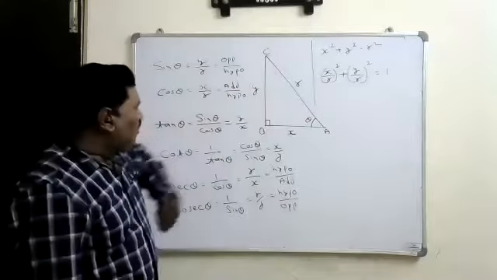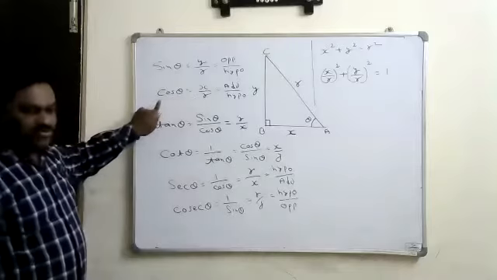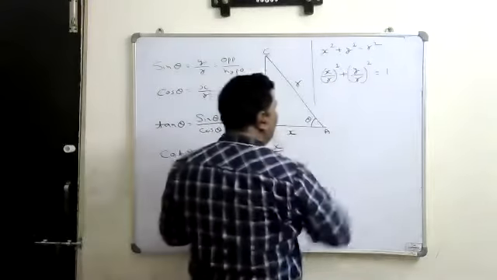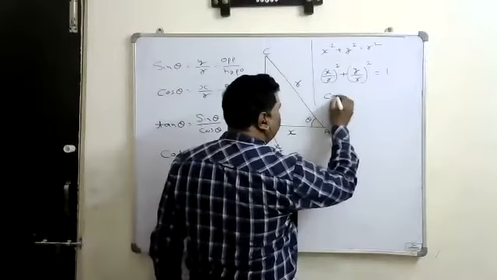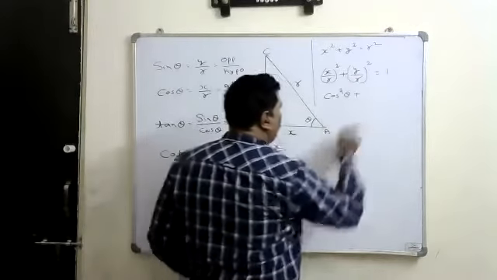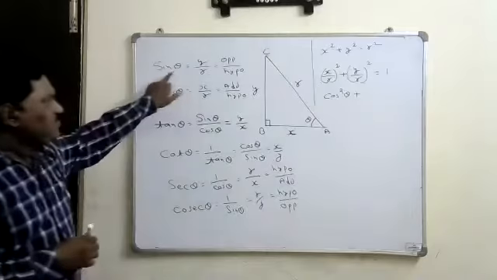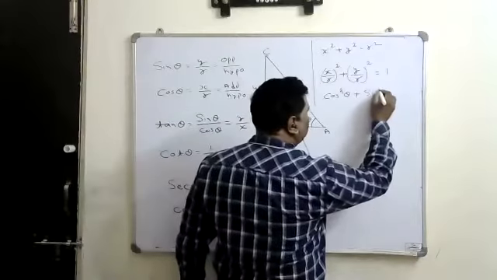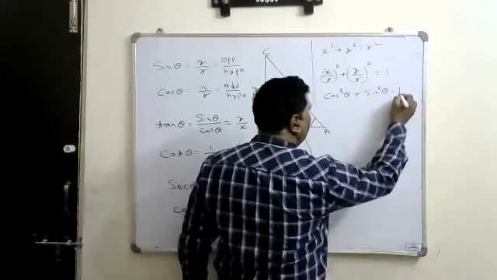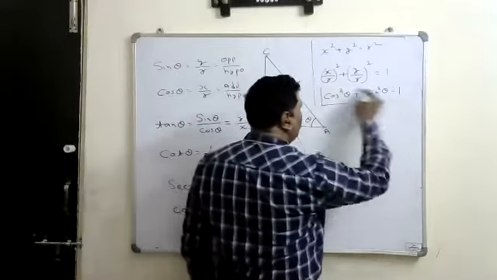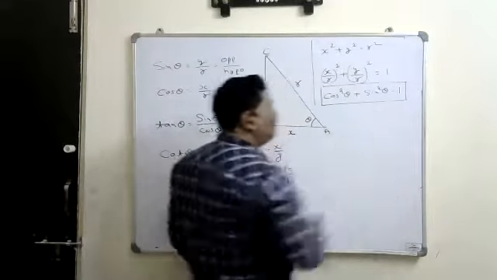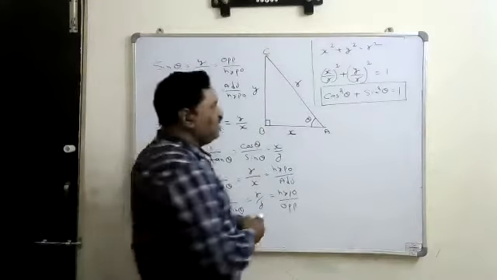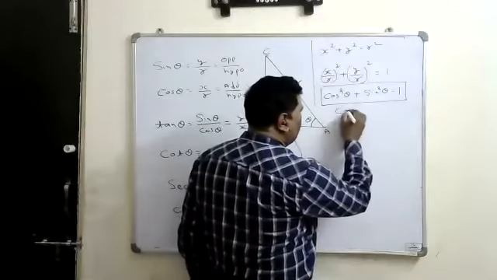There, what is x by r? Cos theta. If you substitute that here, it becomes cos square theta plus, what is y by r? Sin theta, so sin square theta, is equal to 1. So this is the first identity in trigonometry: cos square theta plus sin square theta is equal to 1. From this, we can find cos square theta.